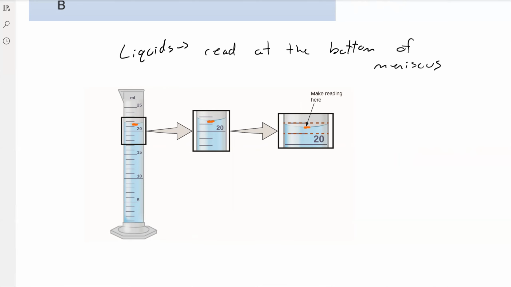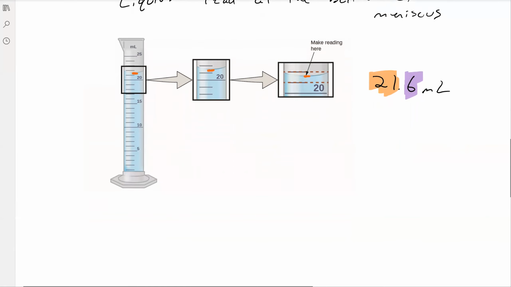And if we read that, we could see, oh, I know for sure it's greater than 21. After that, I don't really know. It's about maybe a little bit over halfway. So I'll say 21.6. Those are my certain digits. That's my uncertain digit. And of course, we can include the units if we want. Later on, we'll learn more about units and their importance.